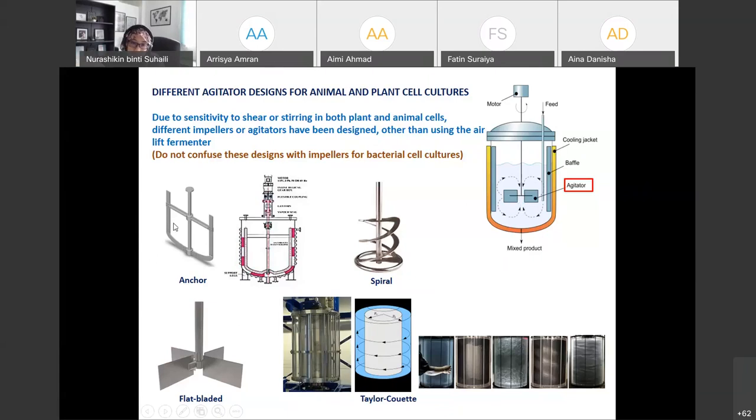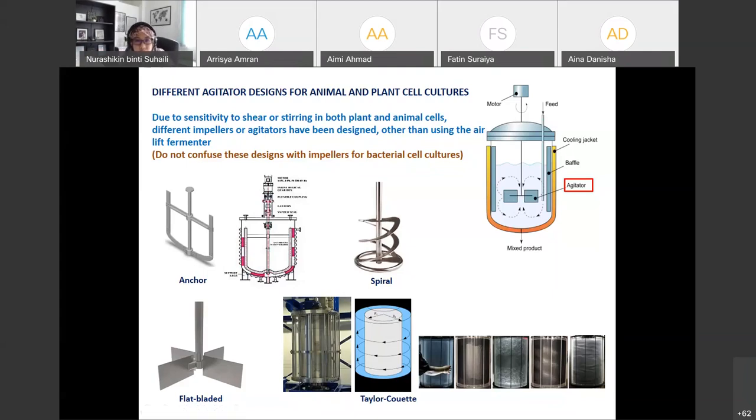The impellers, this is called the impeller, attached to the shaft. For animal cell cultures, impellers that create less shear stress will be used, for example this anchor, spiral. And apart from the type of impellers, the speed of the agitation should not be high as well. So that's how you carry out the cultivation for animal cell cultures.